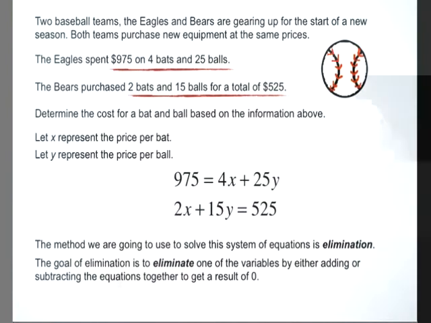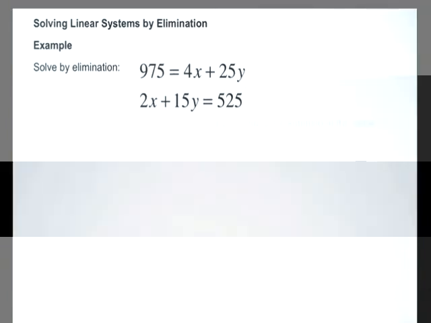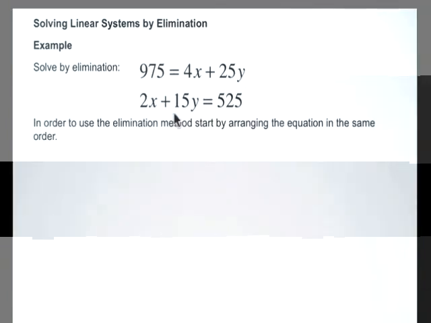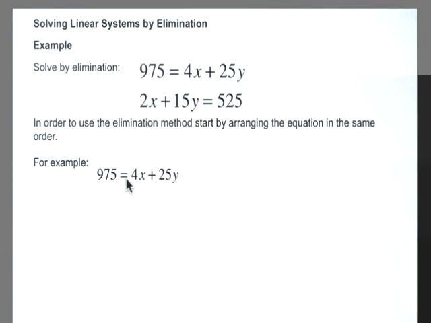So the goal of elimination is to eliminate or get rid of one of the variables by either addition or subtraction of the equations in order to get a result of 0. Now, as it is right now, we can't add or subtract these equations in order to get one of the variables eliminated. So the first thing we're going to do is rearrange the equations so that they are in the same order. In other words, we need to have the constant is equal to the x term plus the y term. So we're going to switch this equation around, switching left side and right side. And so now we have our constant is equal to the x term plus the y term. So that's the first step. We've got them in the same form, in the same order.